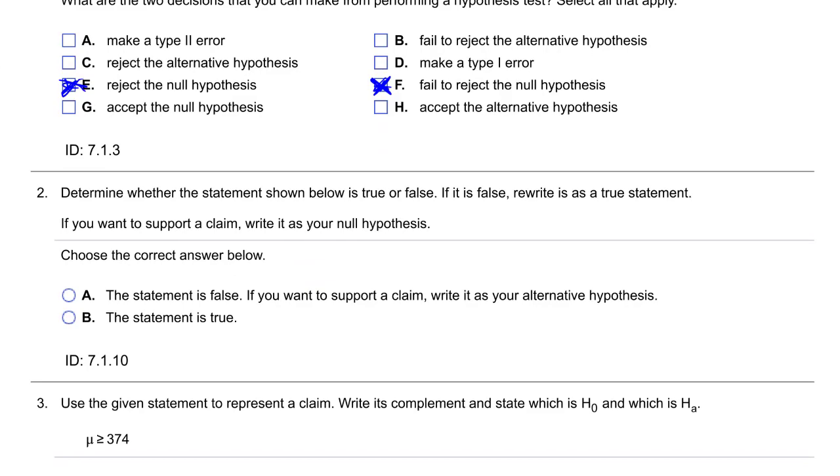Determine the statement shown to be true or false. If false, write it as a true statement. If you want to support the claim, write it as a null hypothesis. No, that's false. If the claim is the null hypothesis, you can only reject. So if you want to support the claim, you need it to be the alternative hypothesis.